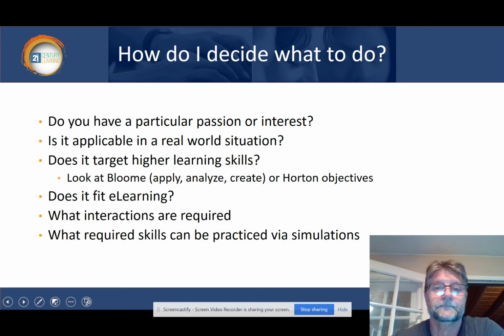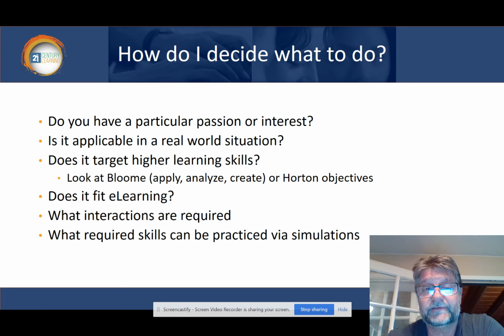Now, if you're having trouble deciding what you want to do, think of it this way. Do you have a particular passion or interest? Is it applicable to a real world situation? Does it target higher learning skills? Look at Bloom's taxonomy if it does. And does it fit e-learning? Because not everything does fit e-learning. I think a lot of things fit e-learning, but not everything does. And think about what interactions are required and what required skills can be practiced via things like simulations.